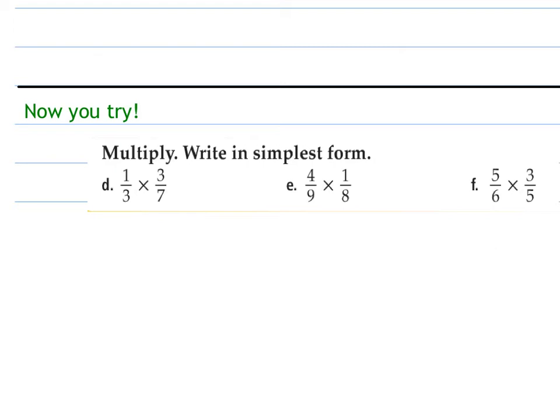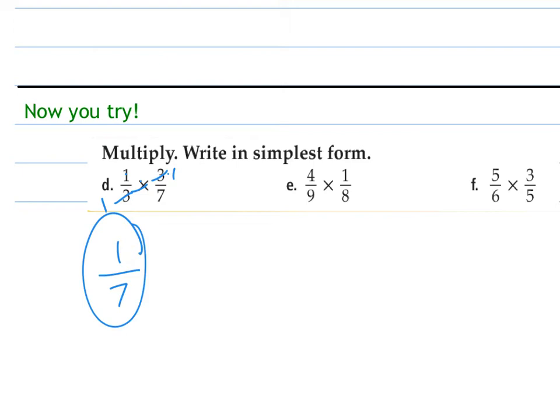Okay, so looking at my diagonals here, between 1 and 7, there's nothing that they can both be divided by other than 1, so I'm going to ignore those. Whereas the 3s here, I can simplify by dividing them both by 3. So 3 divided by 3 is 1, 3 divided by 3 is 1. Now I multiply. 1 times 1 is 1. 1 times 7 is 7. So my answer, already in simplest form, is 1/7.